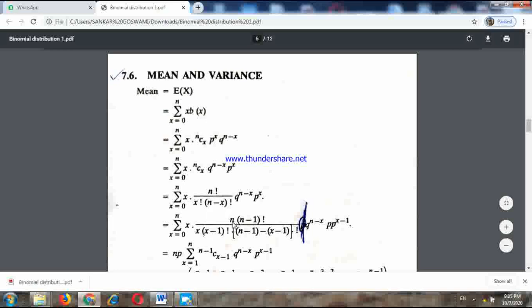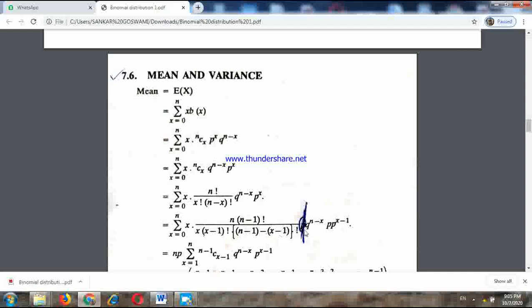And n factorial I can write this way, x factorial I can write this way, and n minus x factorial I write this way. You will understand just after a few minutes why I write this way. And here one p is there, that's a printing mistake, that's why I have cut this. q to the power n minus x and p into p to the power x minus 1. I have written p to the power x this way. My motive is to get the term np outside the summation.